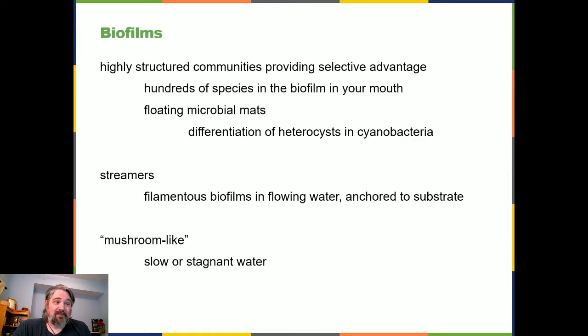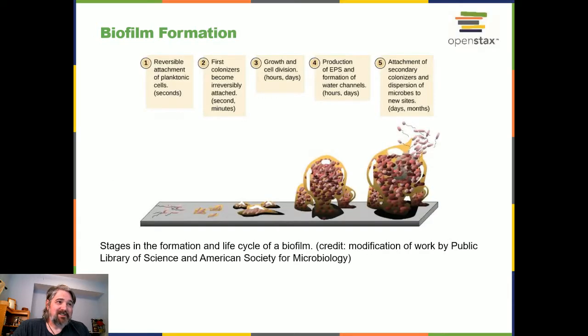Streamers are filamentous biofilms in flowing water that are anchored to substrate. You've probably seen them in streams before, and you might have thought they look like plants. Some of them might have been plants, but some of them are streamers of bacterial biofilm. And then they develop mushroom-like morphology in slow or stagnant water. Here is the progression of biofilm formation.